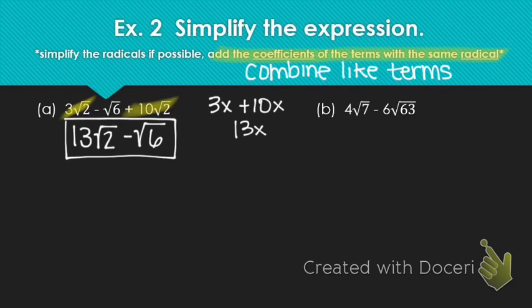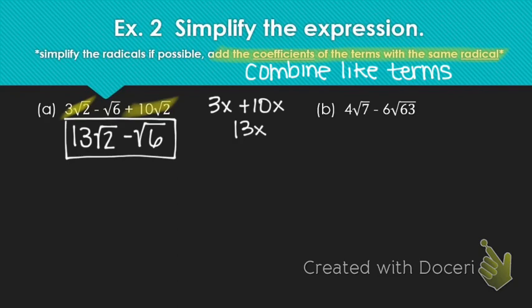Let's look at letter B. Will either of these radicals simplify? Because we have to do that first. Which one do you think might? 63. All right. 7 is what kind of number? Prime. So it's not going to simplify.